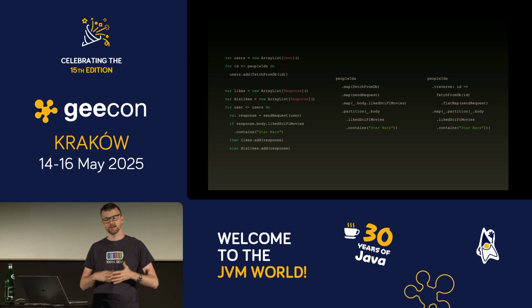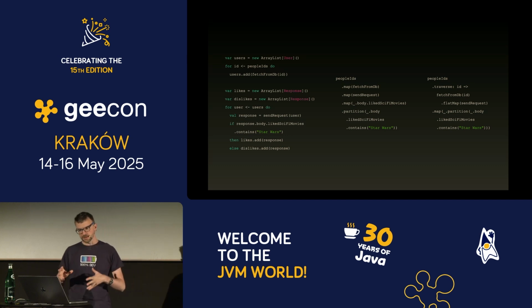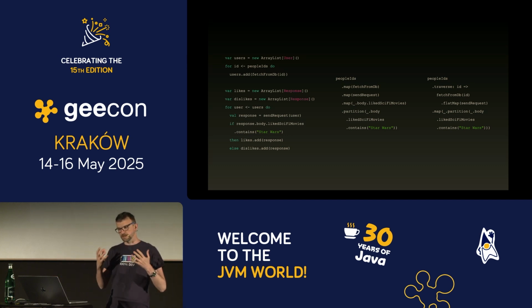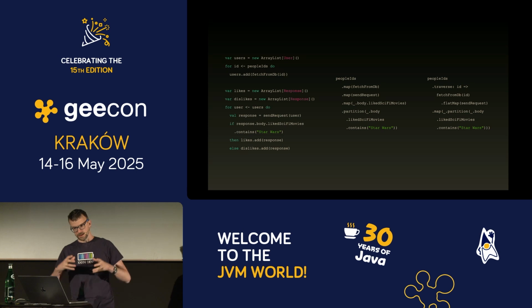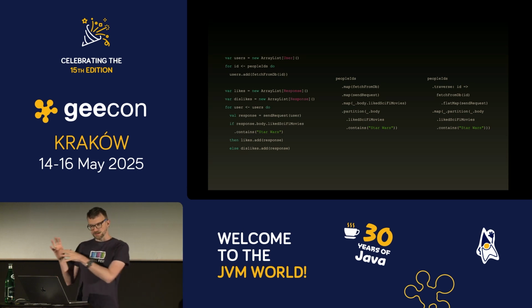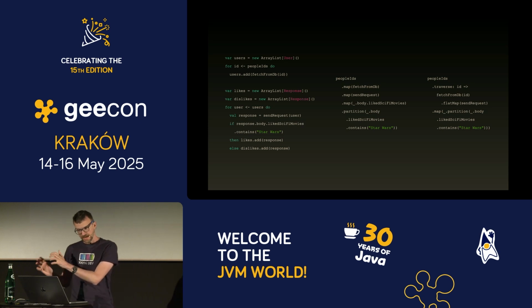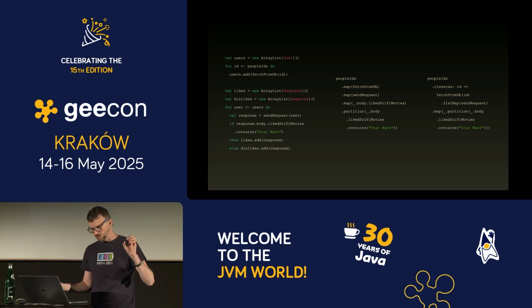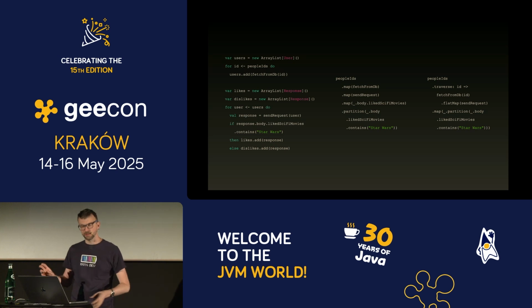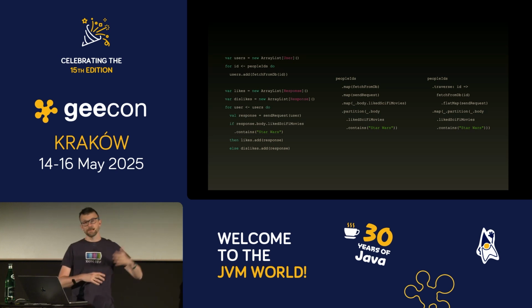We have an array of users. We have an array of people IDs. For each ID, we fetch a user from the database. Then for each user that we have fetched, we send a request to some remote service to ask what kind of movies they like. And then we partition people into ones that like Star Wars and ones that don't like Star Wars, right? So that's the imperative version.